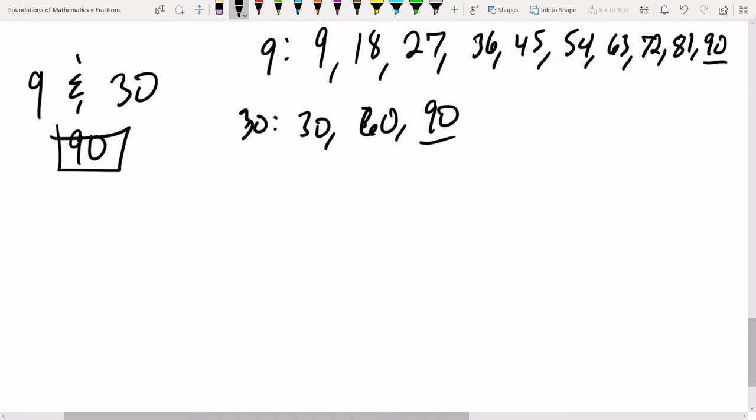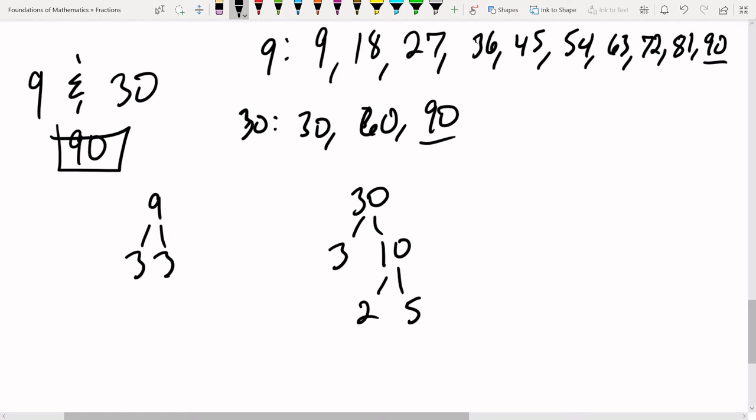But let's break down 9. 9 is 3 times 3. And that's the prime factorization right there. 3 times 3. Both of those are prime. 30 is 3 times 10, and 10 is 2 times 5. So 9 is 3 times 3, and 30 is 3 times 2 times 5.